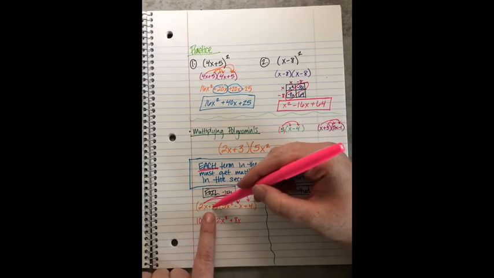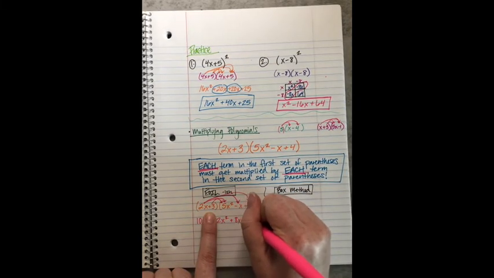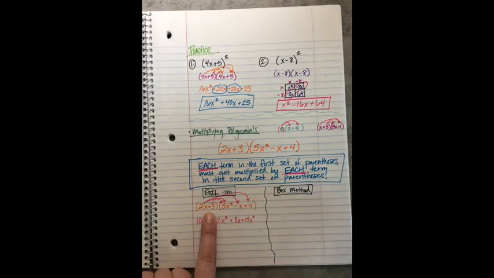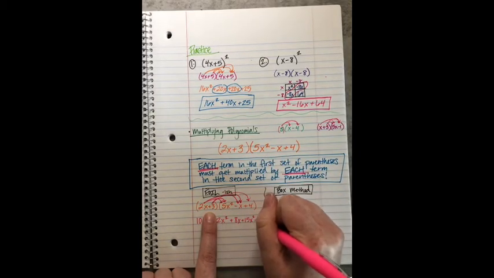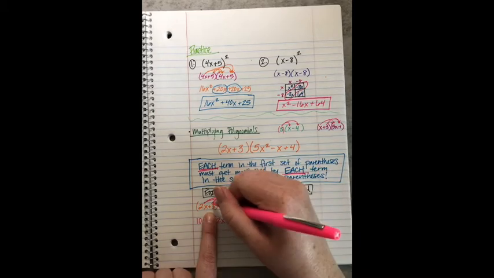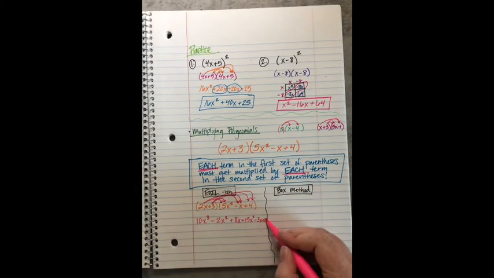Now we have to distribute the 3 to everything. 3 times 5x squared is 15x squared. 3 times negative x is negative 3x. And lastly, 3 times 4 is 12. Sorry, I ran out of room. Okay.